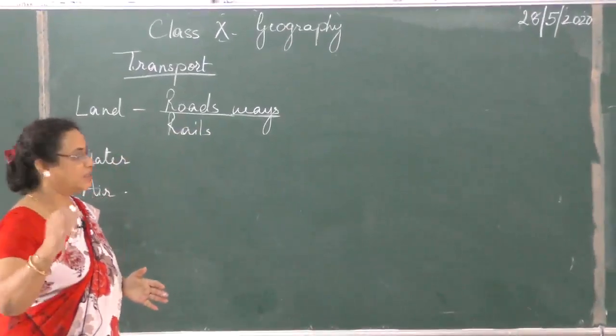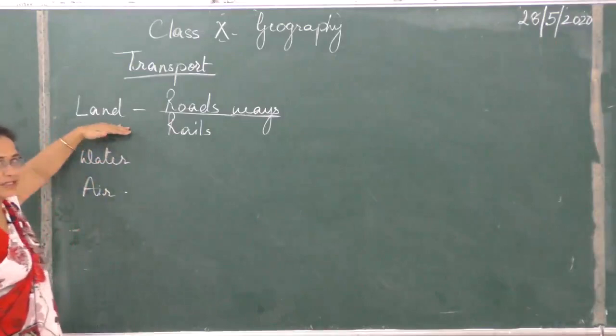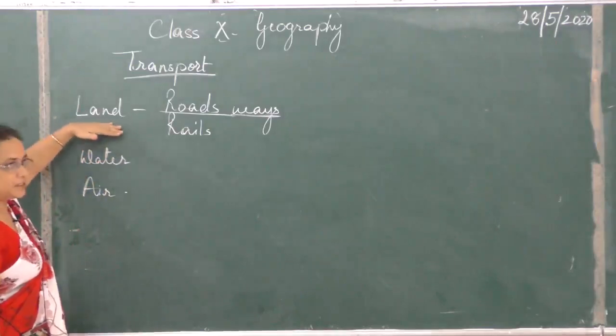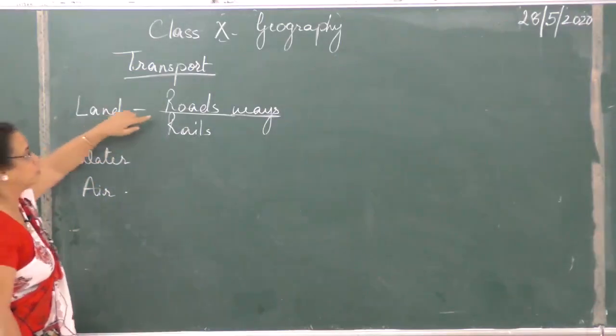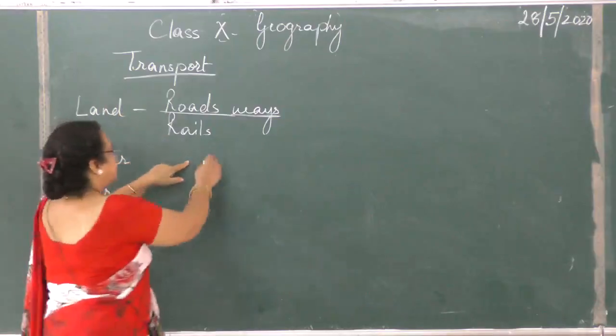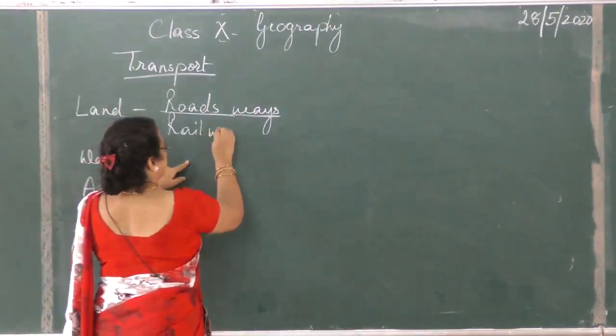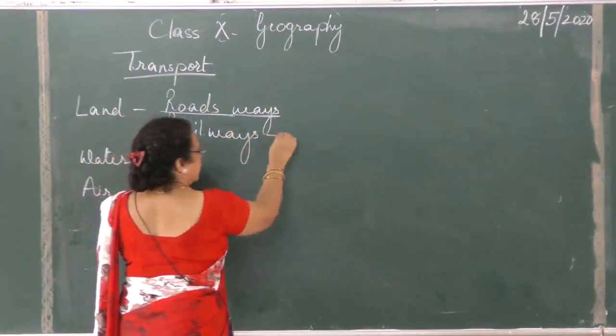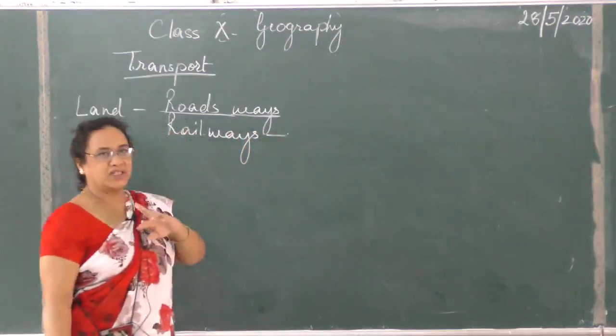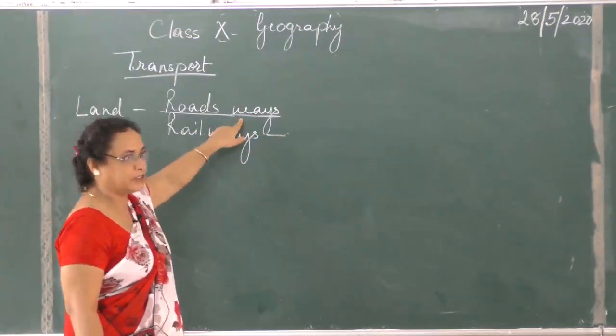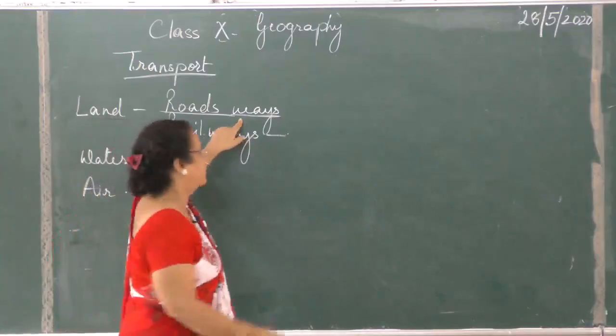Now, you are studying this chapter under these headings. Land transport includes roadways and railways. And roadways, I have already taught you. One or two terms I would like to mention under roadways which I may have left out.